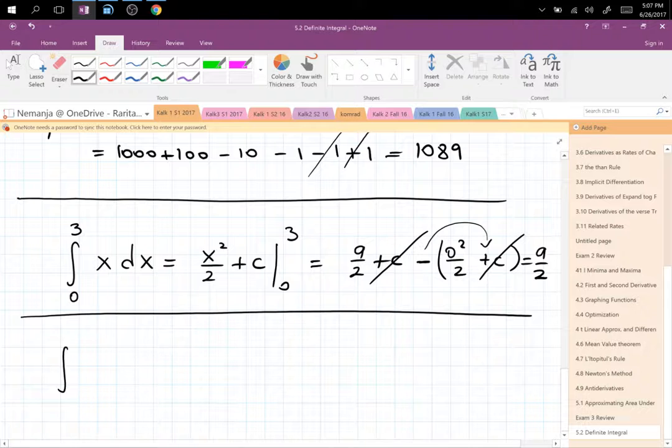The next problem is definite integral 0 to ln 5 of e to the x dx.